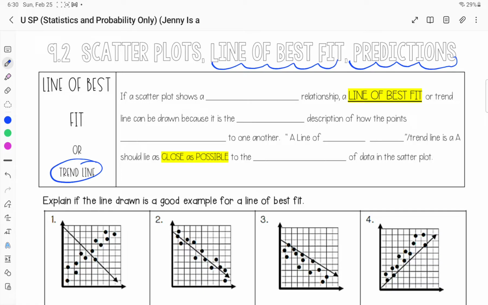So if a scatter plot shows a linear relationship, meaning that you could draw a line of best fit, a trend line can be drawn because it is the best description of how the points compare to one another.